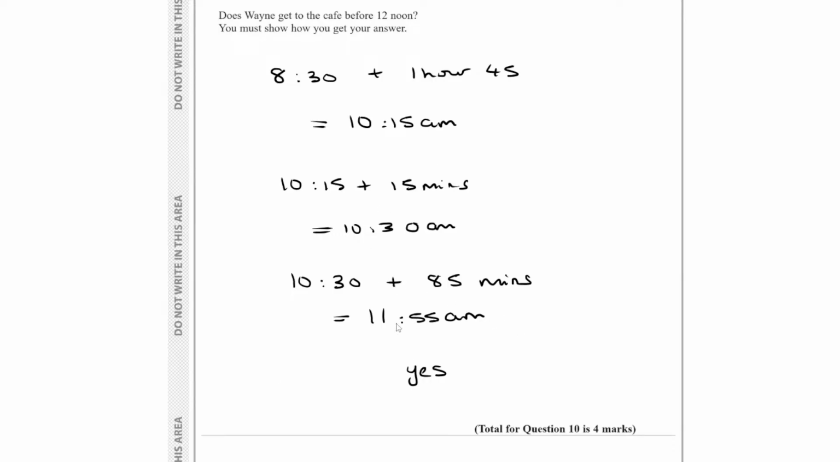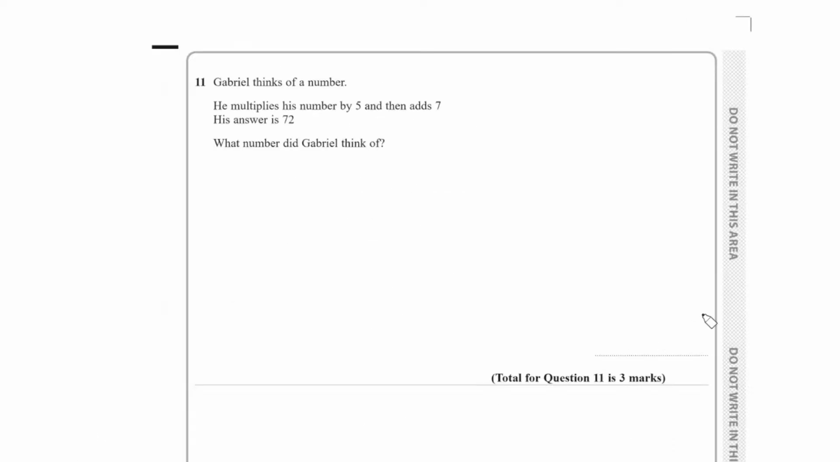However you like to work it out, as long as you end up getting something before 12, 11:55, then that's fine. You can obviously add all the times together if you want, and add it all in once. It's up to you how you want to go through it. Just write down some kind of working out, obviously, for the 4 marks.